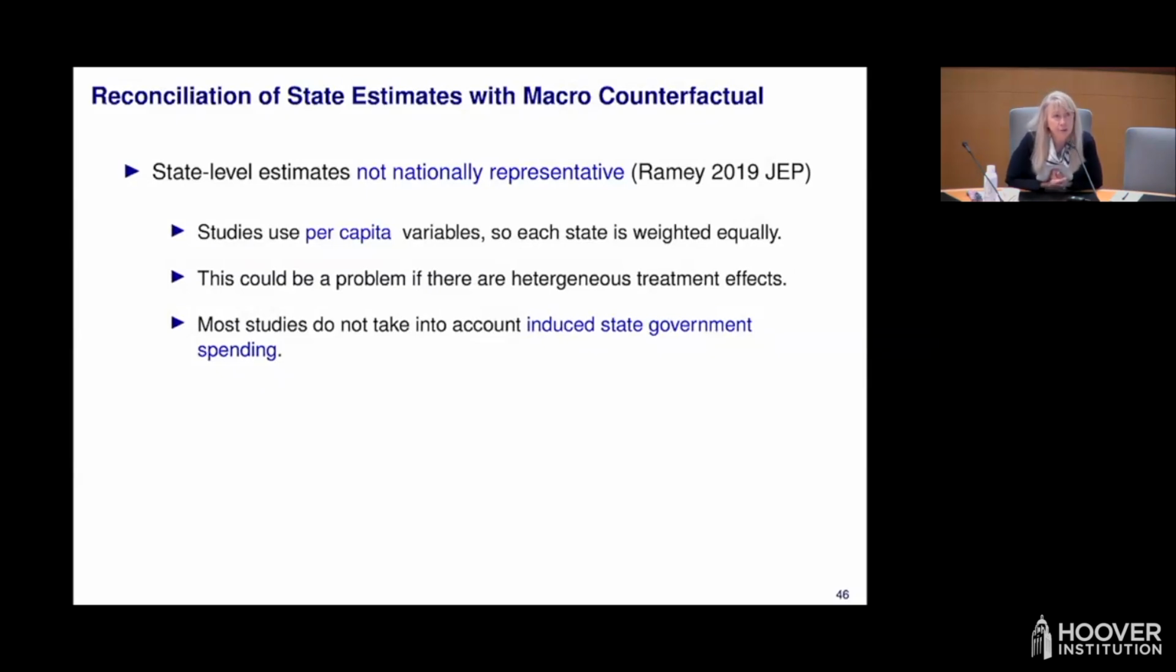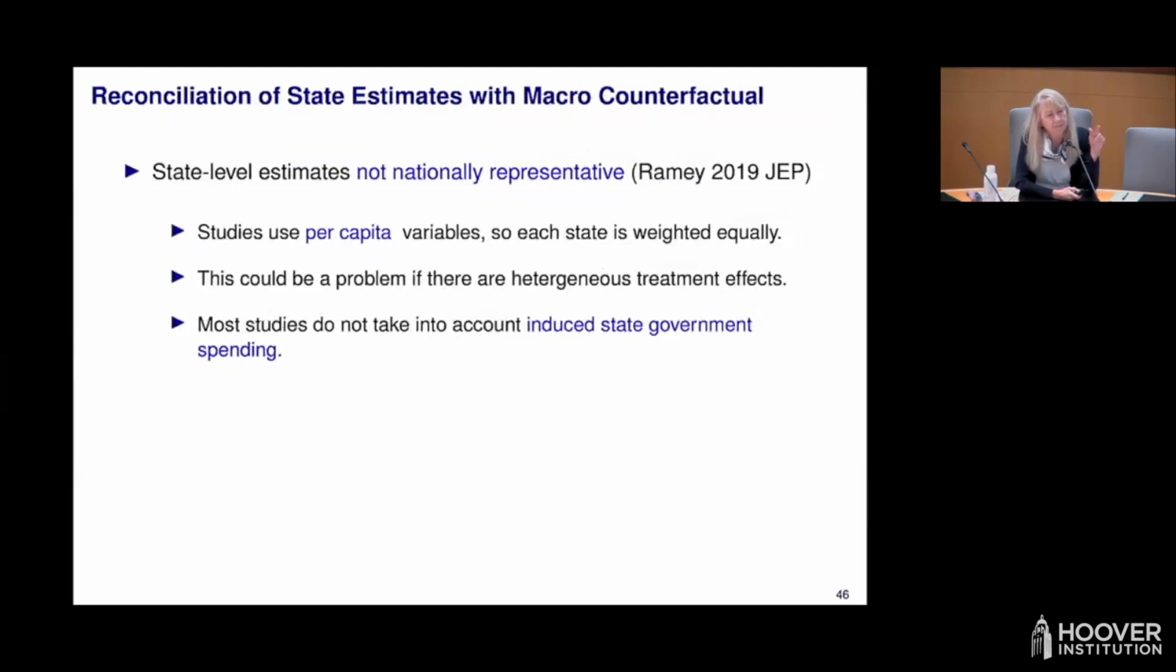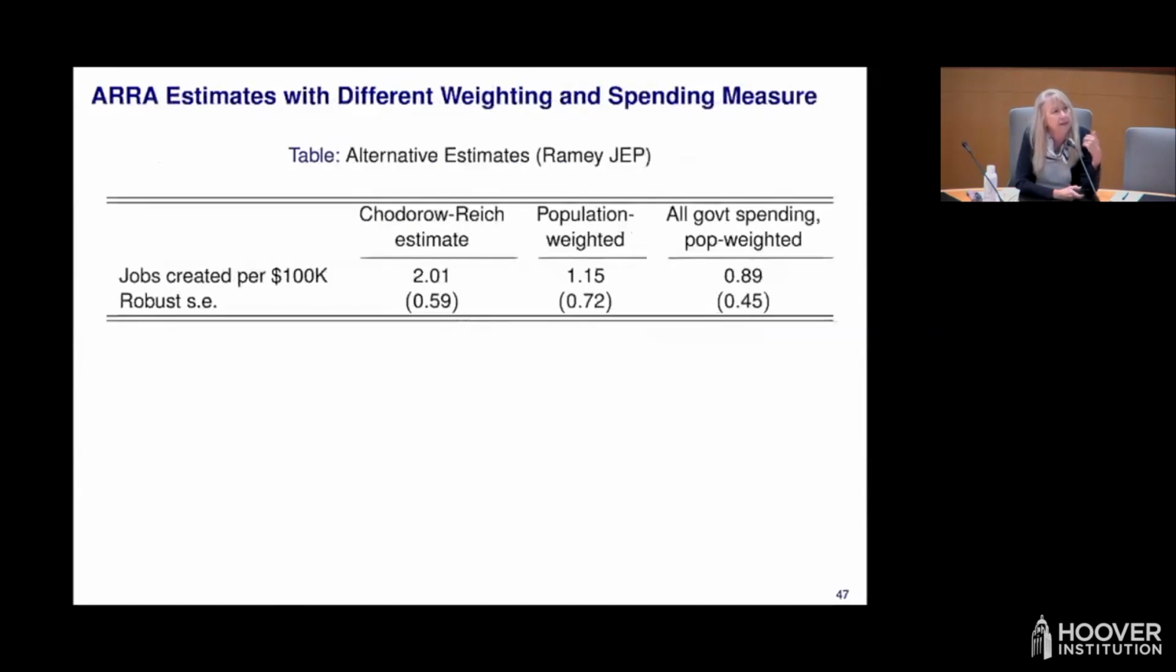Most studies also don't take into account the possibility of induced state government spending as a result of those transfers from the federal government. There's a study, somehow it didn't get into these slides, where Leduc and Wilson argued that there was induced state spending. So what I did in that paper was, first of all, I just replicated Gabe Chodorow-Reich's estimates with his wonderful replication files. As I said, the fiscal people almost always have great replication files.